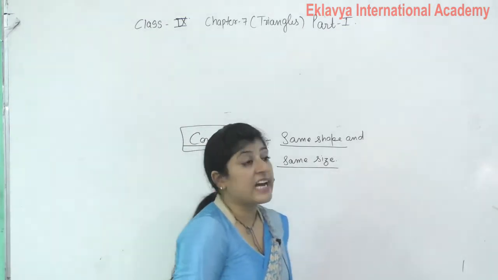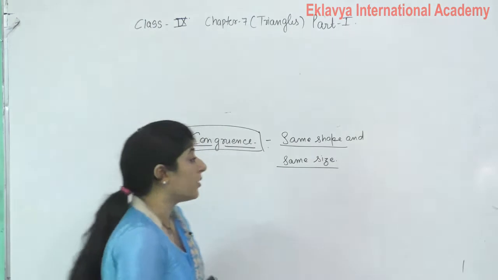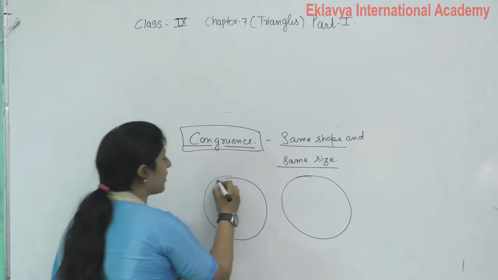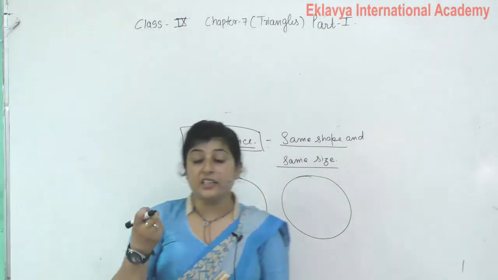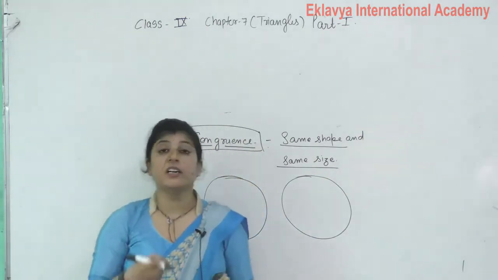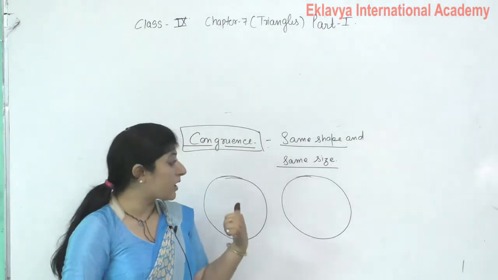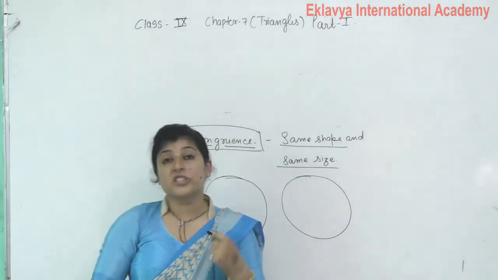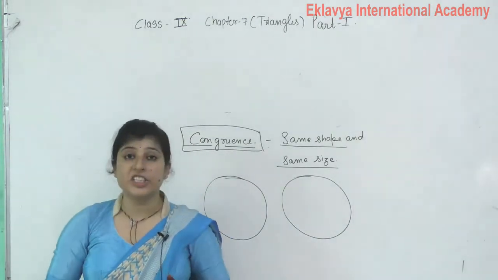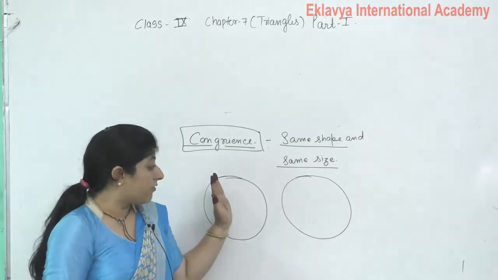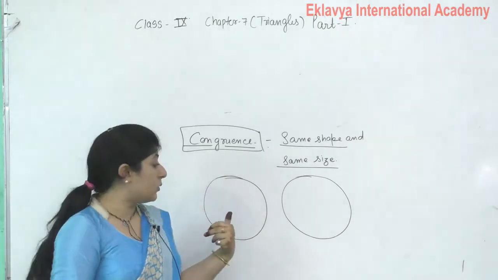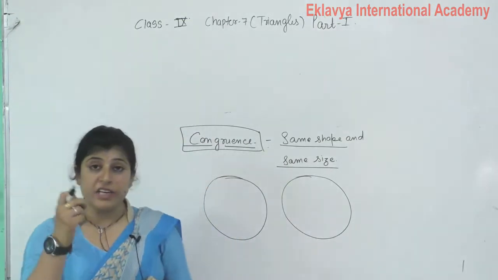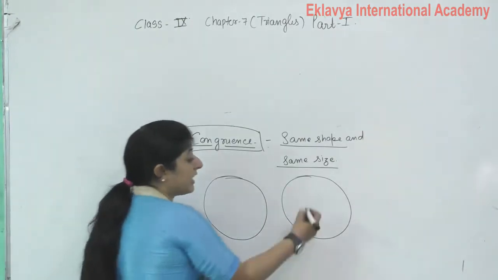Now you can see how we can say two circles are congruent. If I am talking about two circles, then obviously they are the same in shape. But how can we say that they are congruent also? What is the necessary condition for us to say that two circles are congruent? In a circle we have only one dimension, that is the radius.